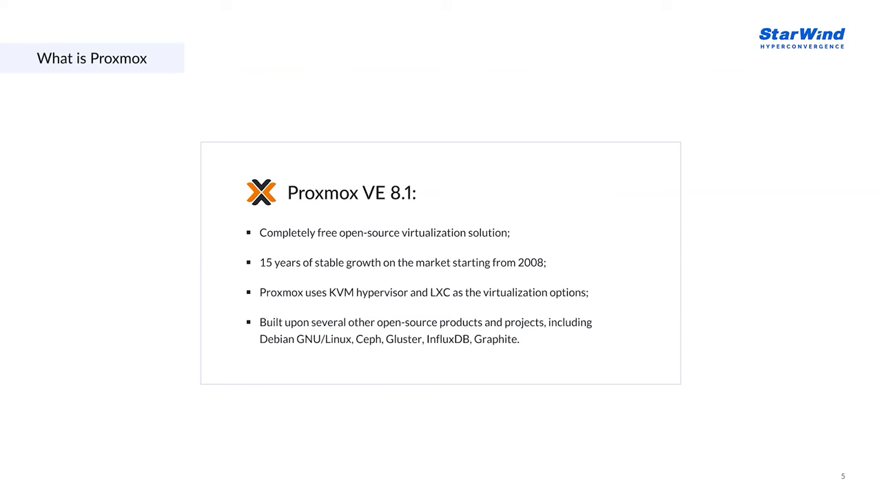GlusterFS and Ceph. GlusterFS is a scalable network file system suitable for data-intensive tasks like cloud storage or media streaming. And second, Ceph is a storage platform that is designed to allow object, block, and file storage from a single system. As well, at the end of this section, we have two monitoring components that are used in Proxmox, and those are Graphite and InfluxDB.